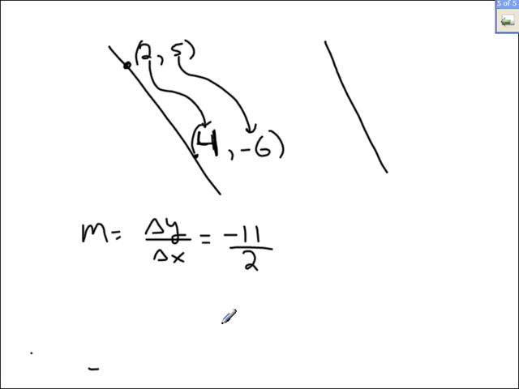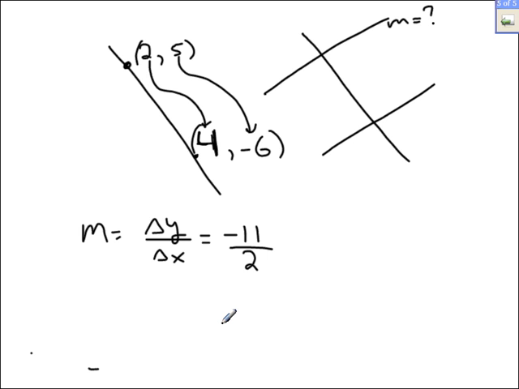But I didn't do a good job. It doesn't look like the same slope. Here's the same line. Now, perpendicular means that way. So I'm asking you, what's the slope of that line? And you may say, but this is also perpendicular. So why don't you ask for the slope of that one? Because it also meets at a right angle.